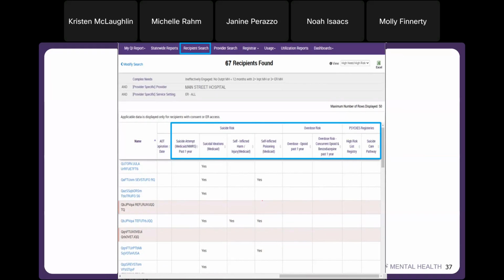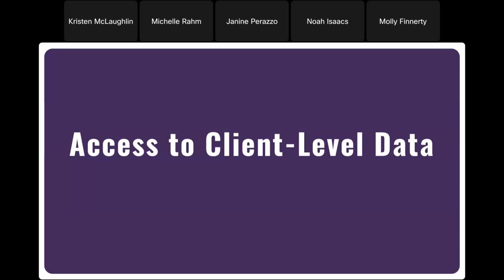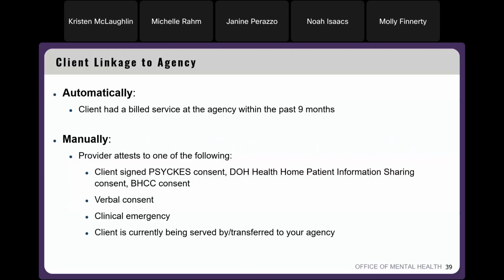So now that we've talked about the recipient search, let's make sure we know how to access client level data. So clients are going to be linked to your organization one of two ways. So there's the automatic linkage that comes from a billed service. So if you're billing for a client for a service, they're going to be attached to your organization. Then there's also the manual.